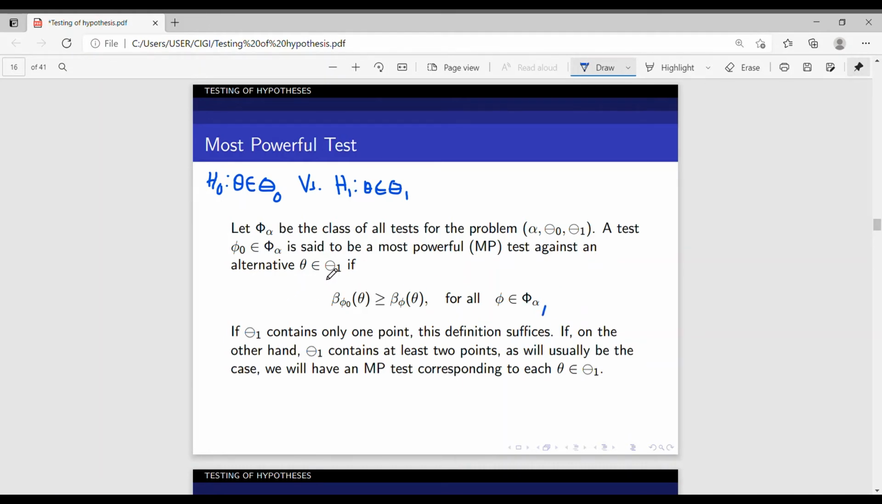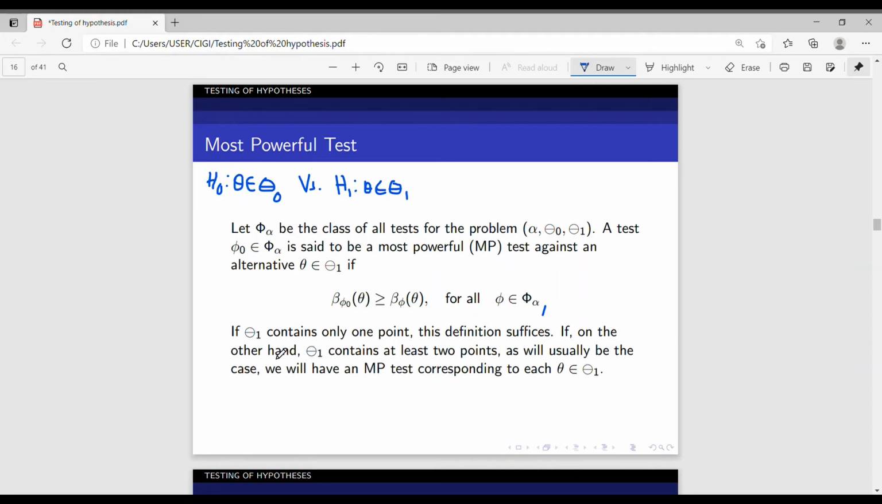That is, whenever we take theta from theta 1, beta phi naught of theta represents the power of the test phi naught. So beta phi naught of theta, theta belongs to theta 1, is the power of the test phi naught. Similarly, beta phi of theta, theta belongs to theta 1, is the power of the test phi. So phi naught is said to be the most powerful test if the power of phi naught is always greater than or equal to the power of phi for all phi in phi alpha. If theta naught contains only one point, this definition suffices.